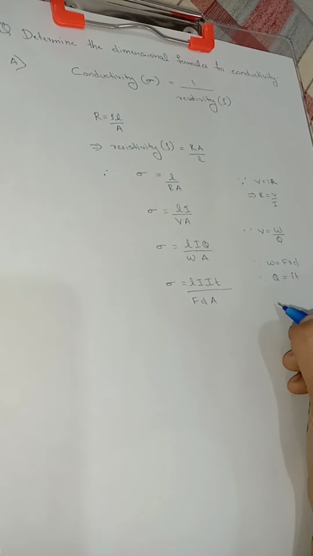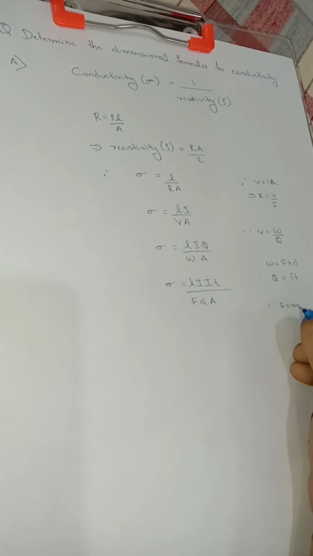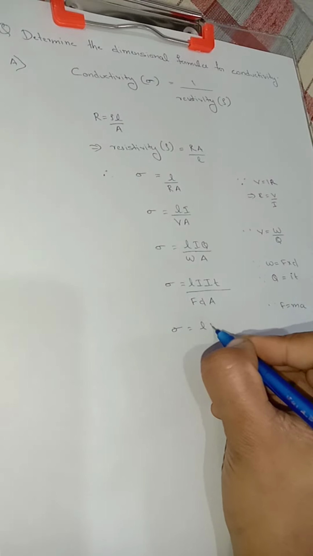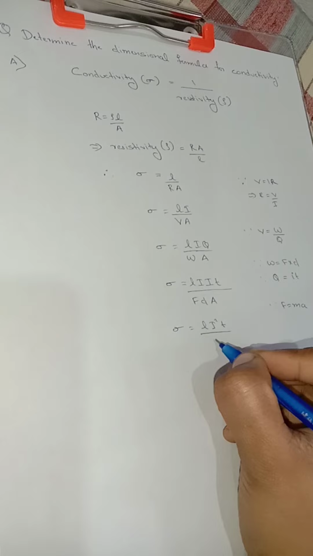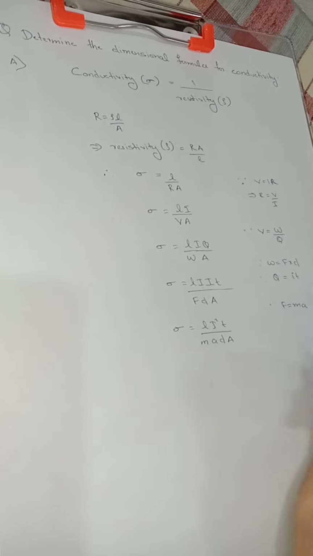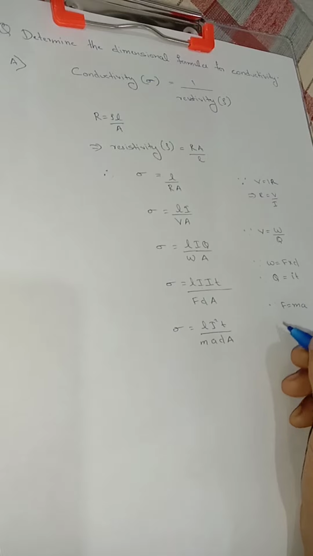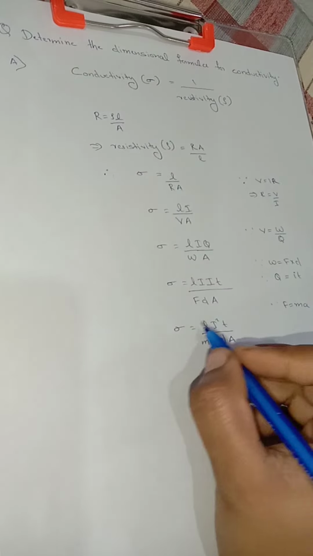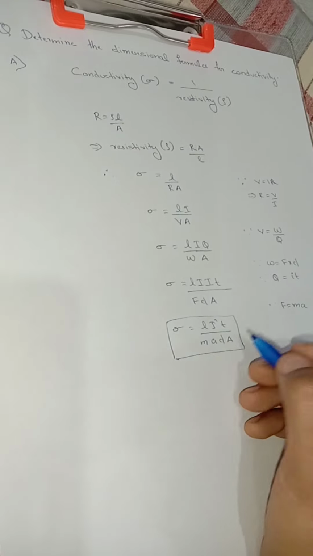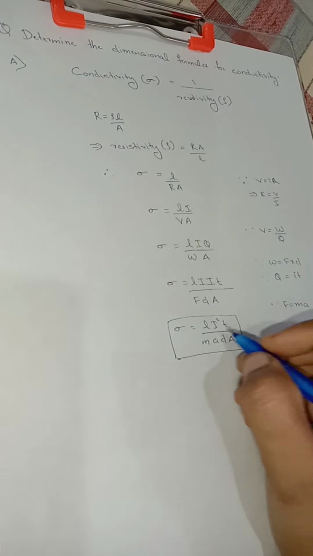Now we can substitute for force. We know the equation for force: force is equal to mass into acceleration. So we are substituting that over here. So L into I square into T by, instead of force, mass into acceleration into D into A. So now we have got the equation for conductivity like this. Using this we can find the dimension of conductivity.